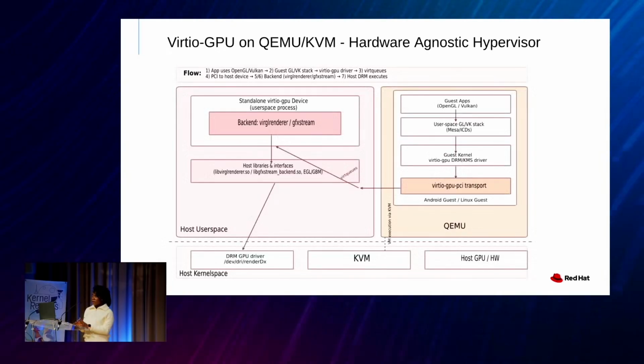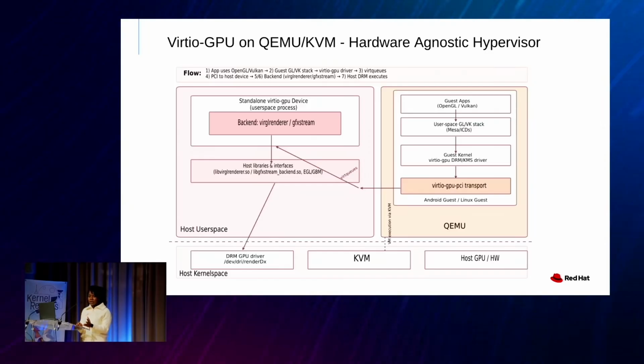And this right here is our architecture for QEMU KVM as a hardware agnostic hypervisor. What happens is first we have a standalone virtual GPU device that's running in the host user space, as you see there. This device is our vhost-device-gpu, and it shows up in the guest through the virtual GPU PCI bus, which defines how the virtual GPU device is exposed to the guest OS.